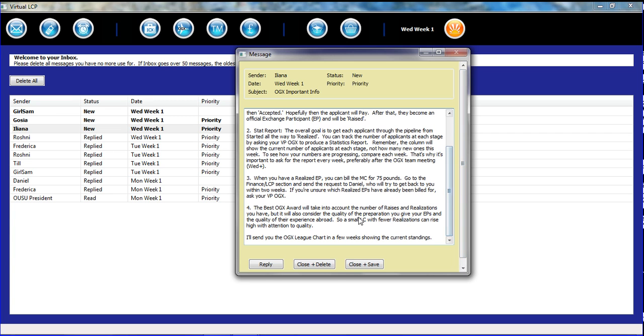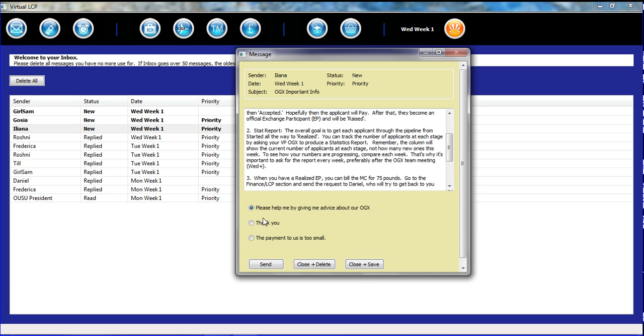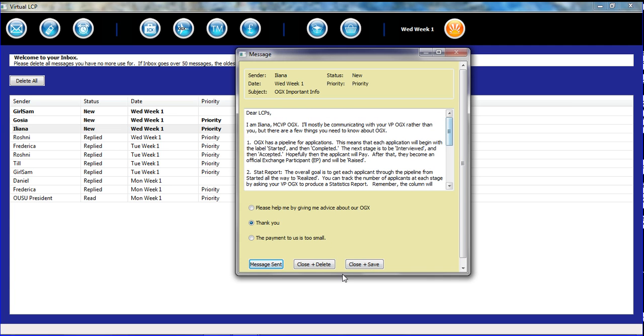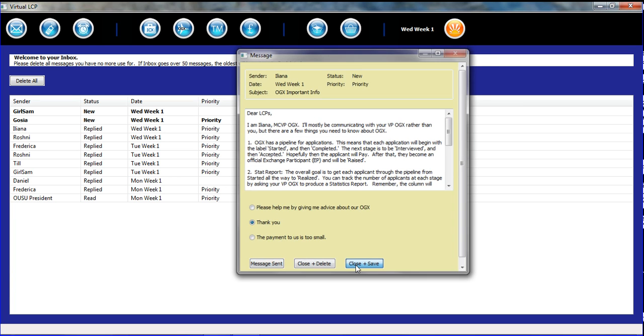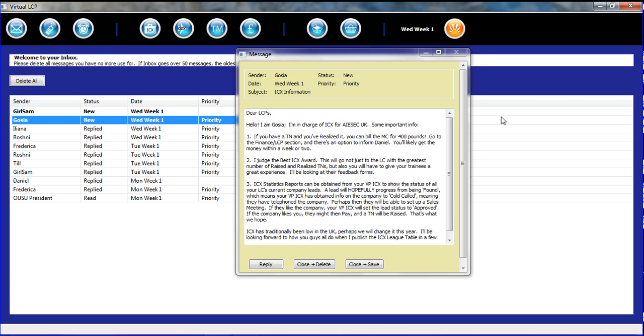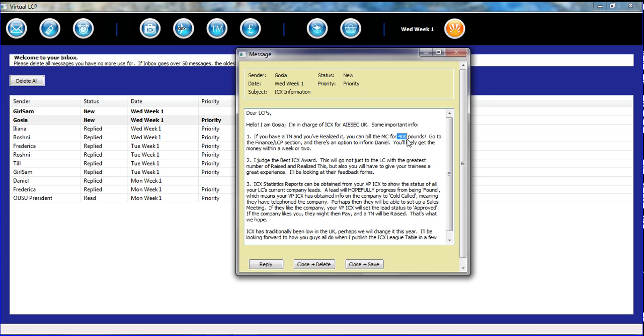This is sort of the same thing, only we deal with leads rather than applications in ICX. A lead is found, then they'll cold call it, then hopefully a sales meeting with the company, then they'll approve it if the company is suited, then the company will pay if they like us, and then we get a raised TN. ICX is traditionally low, but this year we're going to change it. Great, thank you.